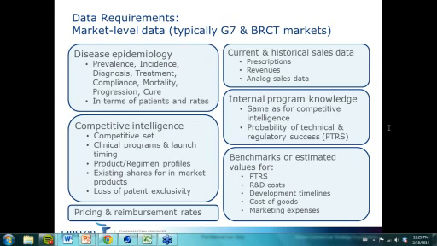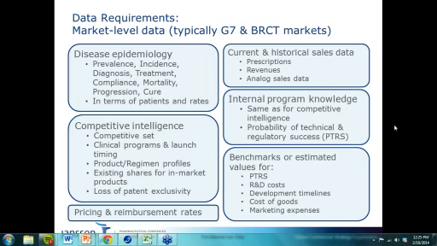We need to understand our internal program, and many of the pieces of information we need to know are very similar to what I described for the competitive intelligence. But we also need to understand the probability of success, the technical success of our program, the many phases we need to go through, and the different kinds of studies, as well as the regulatory success. And so we have internal experts who can help us to determine that probability of success.